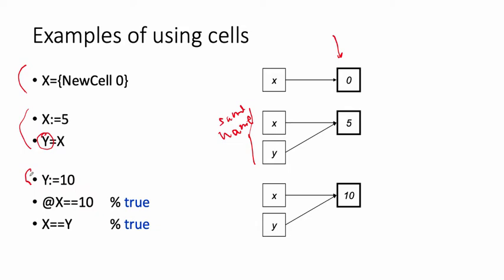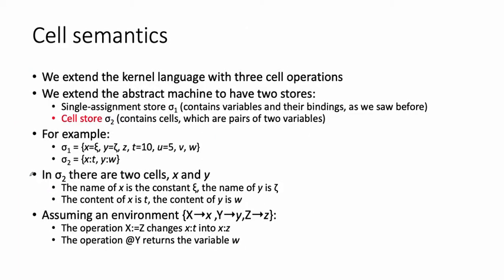You see, this is exactly like pointers. If you have known pointers or references in Java or in C, the name of a cell, the address, is actually very similar to a pointer, but we give it semantically a very clear meaning. So I have to explain now the exact semantics of cells. So we have extended the kernel language with these 3 operations, but to make the semantics, we have now to extend the memory. So we have already our single assignment store, sigma 1, but we create a second store called the cell store, which contains cells.